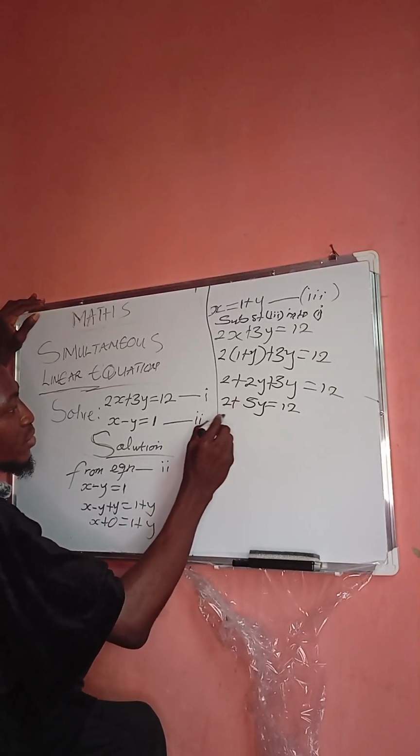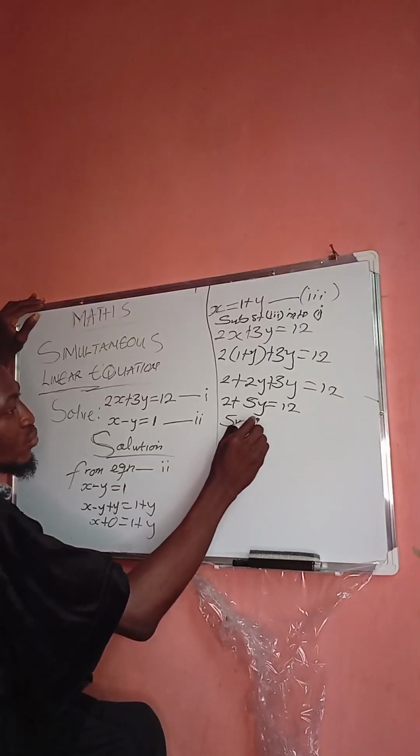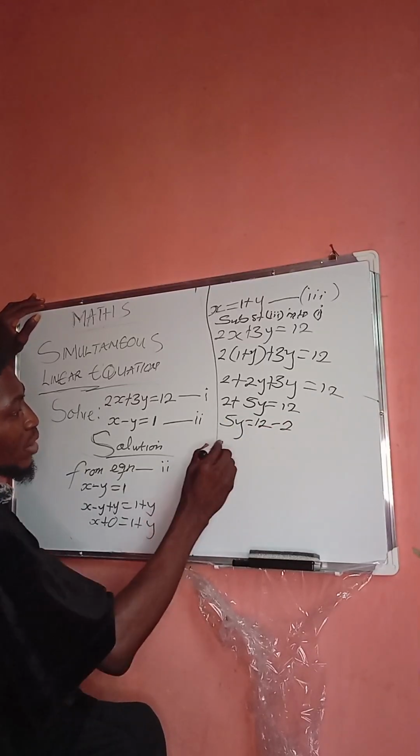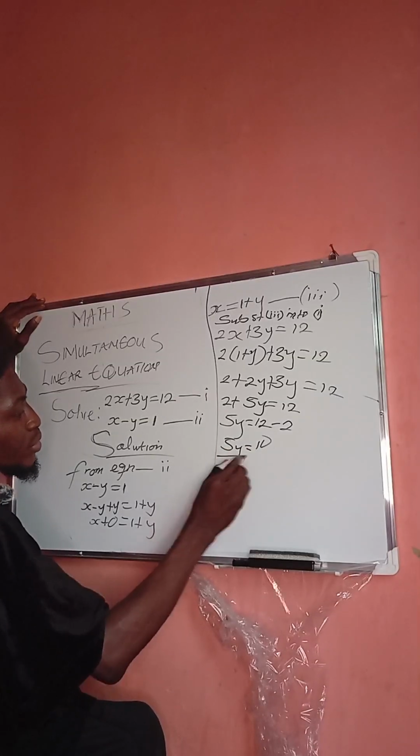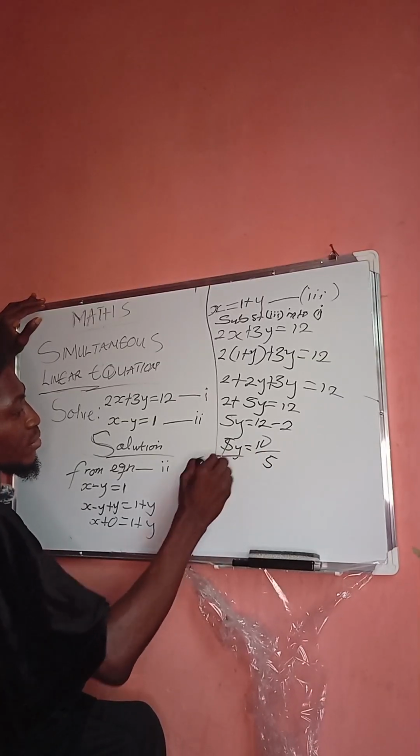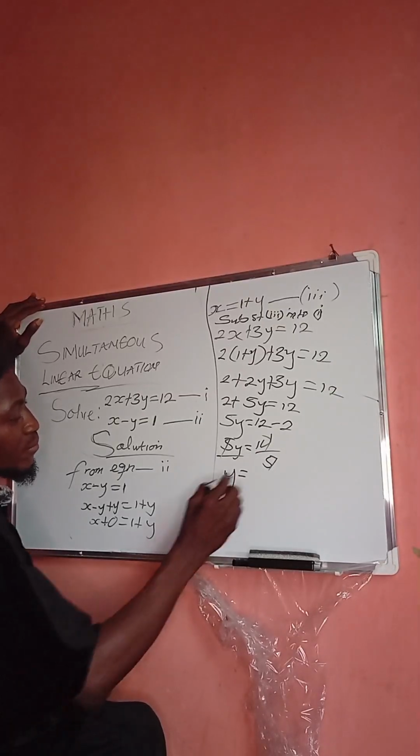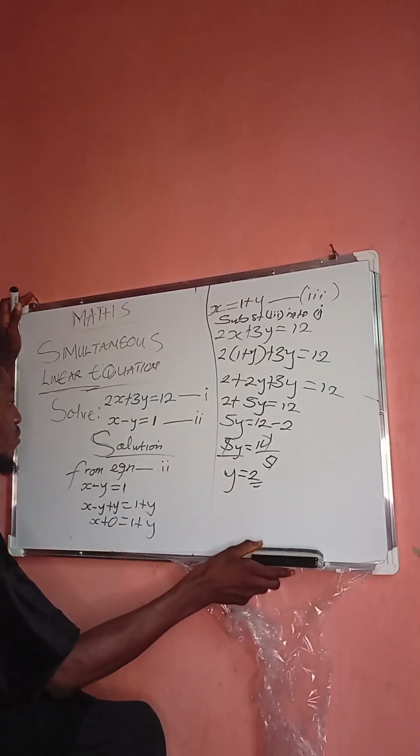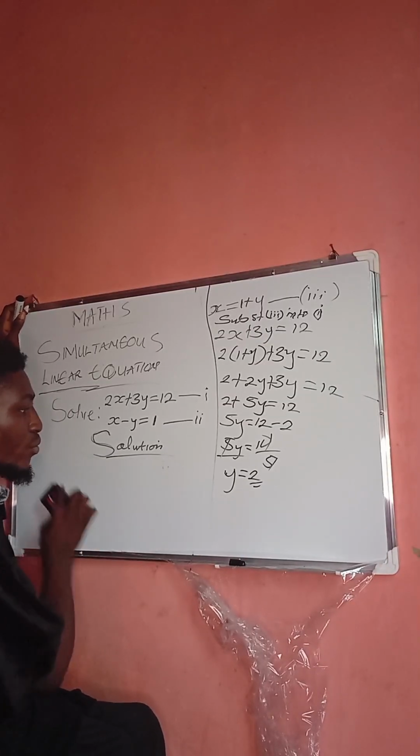Now, let's make 5y the subject of formula. Here we have 5y to be equal to 12. This 2 crosses to this side and becomes minus 2. So our 5y will now be equals to 10. When we divide both sides by 5, our y becomes 2. So the value of our y is equal to 2. I hope you follow me to this extent.